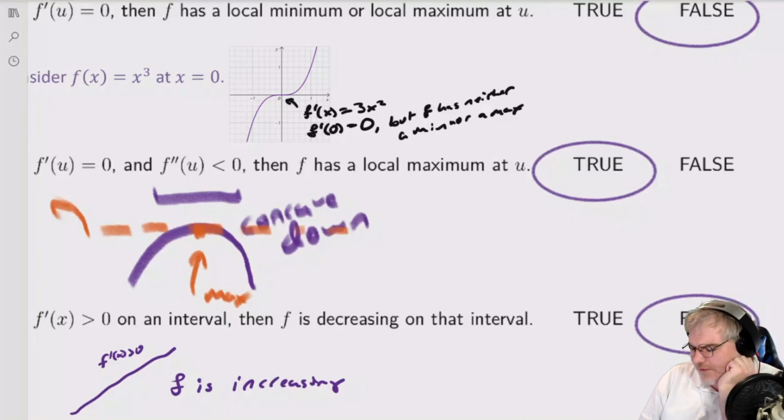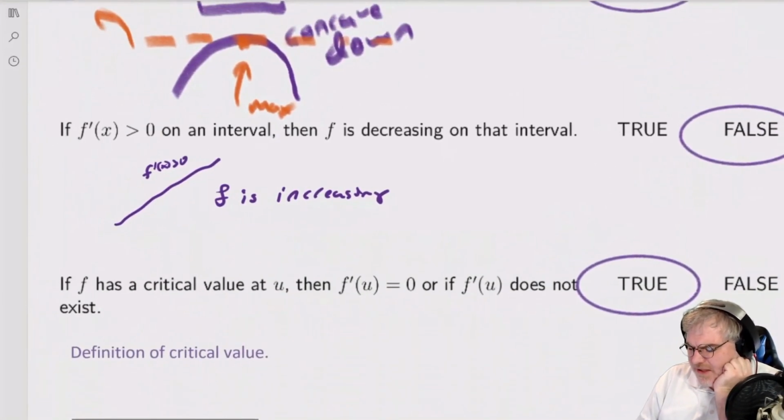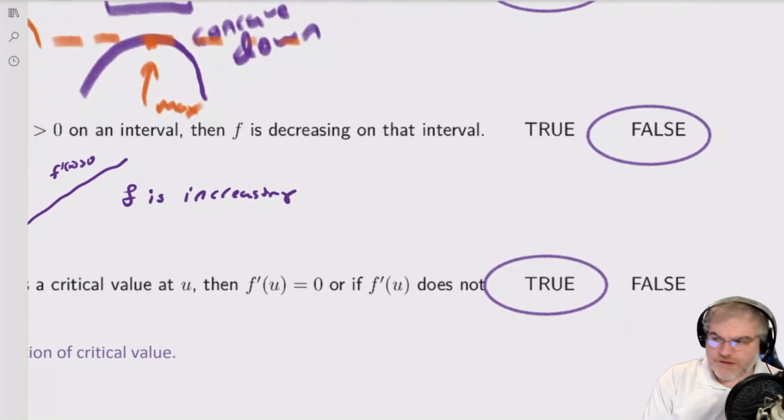One to five, how do we feel about that one? Okay. If f prime is greater than 0 on an interval, then f is decreasing on that interval. Nope, f is increasing on that interval. That one's false. All right, so one to five on 2C. All right.